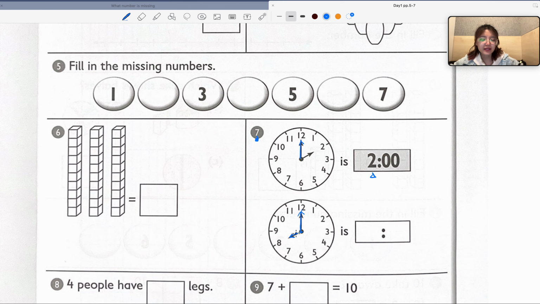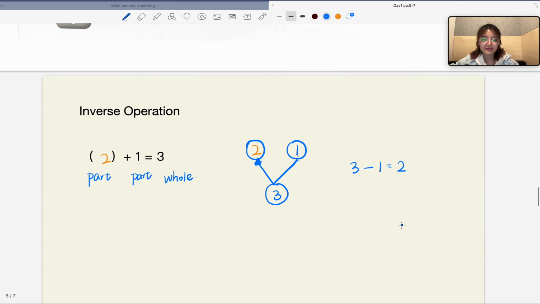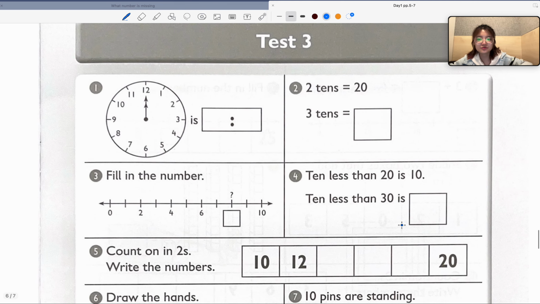And then for the next clock, we still have one shorter hand, the hour hand, and a longer hand, the minute hand. So what's the hour now? It's pointing to number 8, so the hour will be 8. And what's the minute? It's pointing to 12. It's the starting of 1 hour. So it's 8:00. How do we read it? It's 8 o'clock.